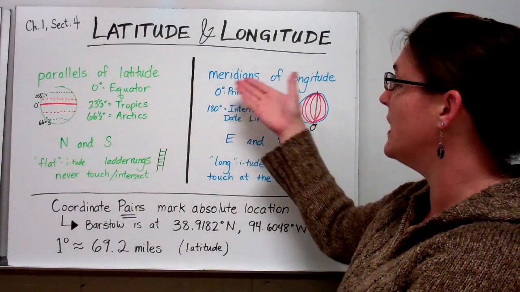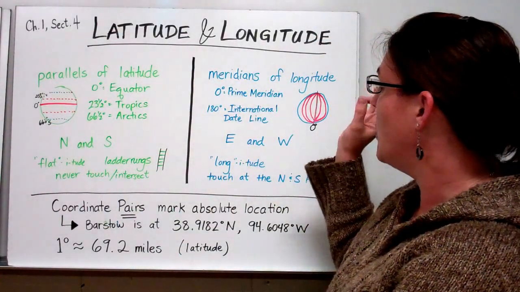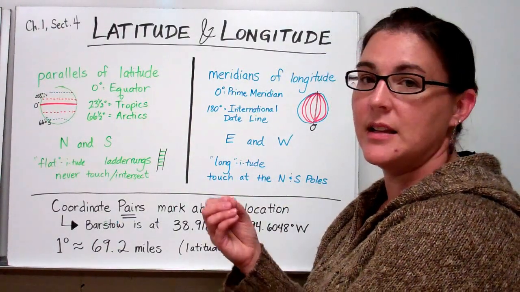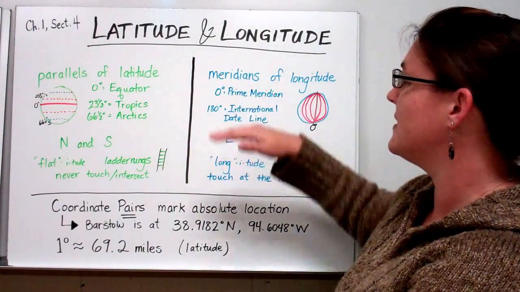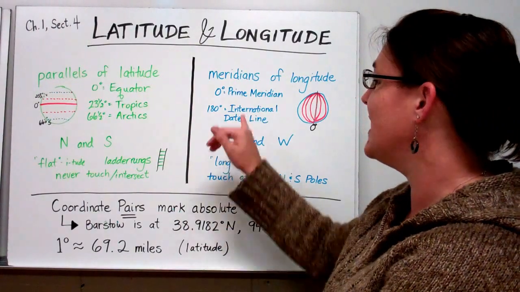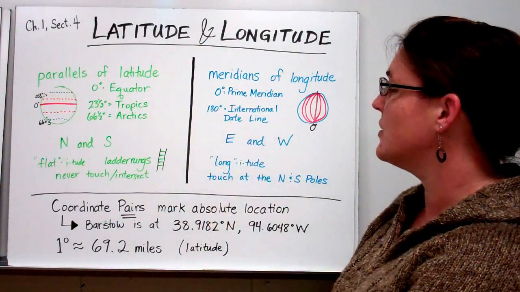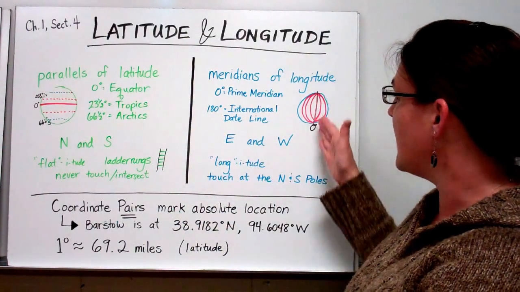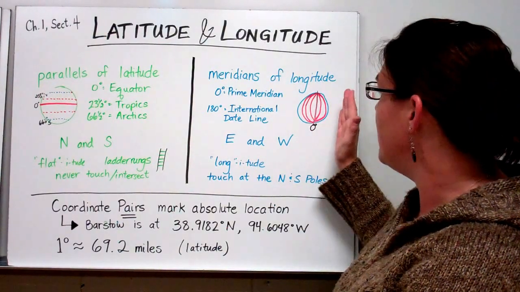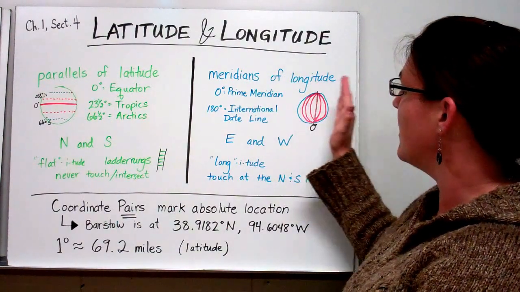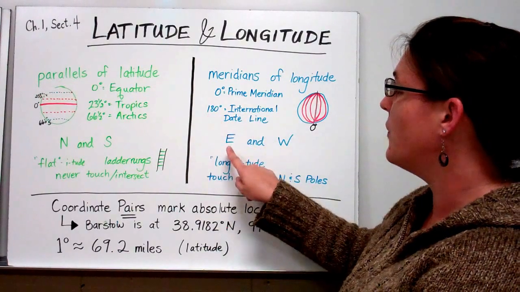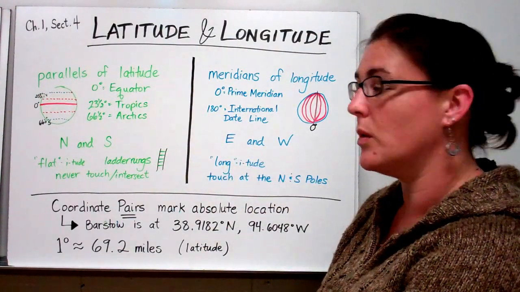On the other hand, meridians of longitude are not parallel, which is why we refer to them as meridians. The main line that you need to know is the prime meridian at 0 degrees, and then its opposite on the other side of the globe is the international date line, which is at 180 degrees. These lines are going to intersect at both the north and south pole, and then you're going to measure east and west of the prime meridian. So you'll see a number measured in degrees followed by either east or west.